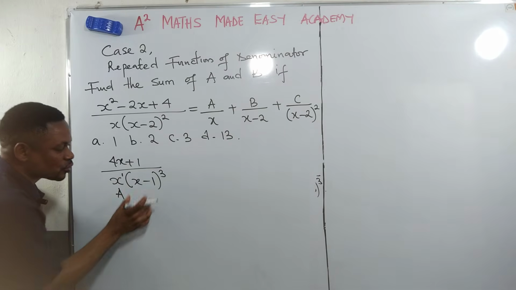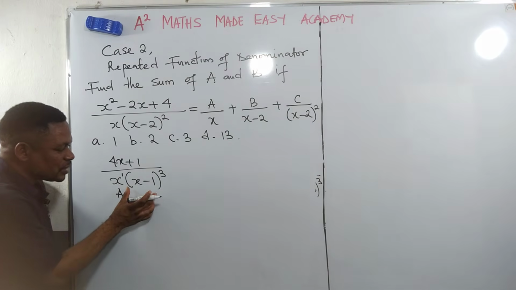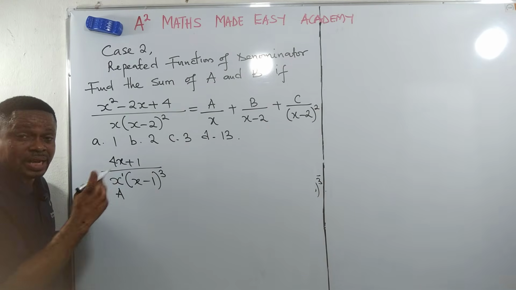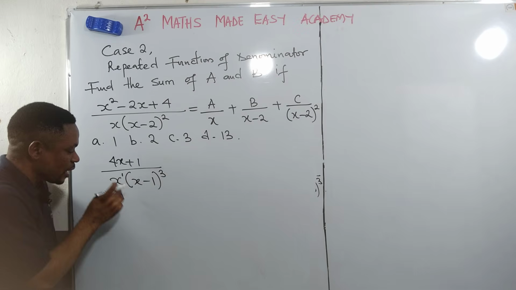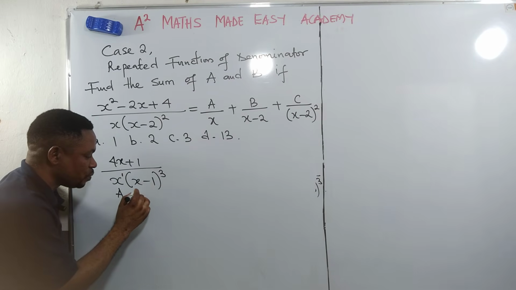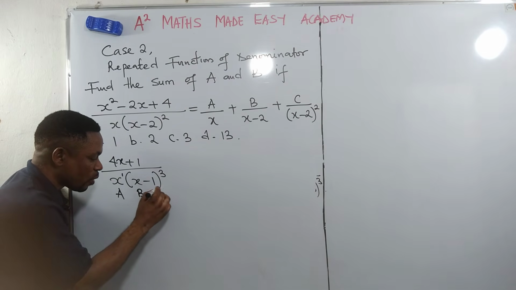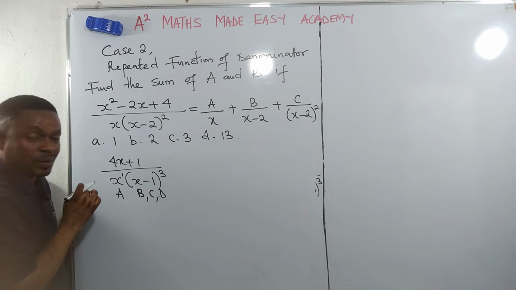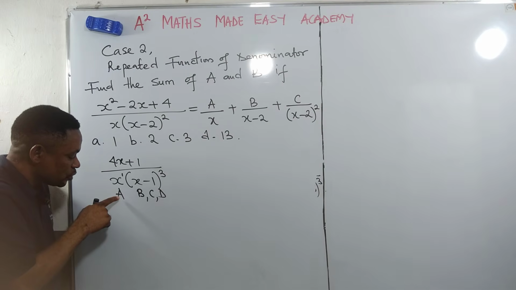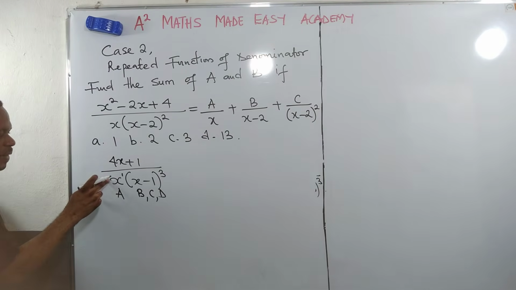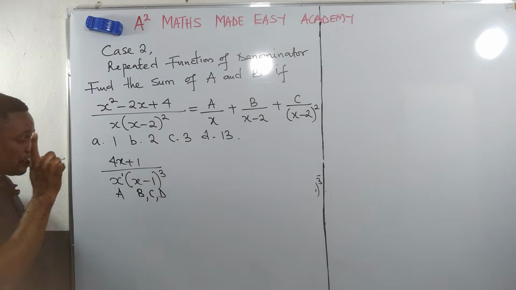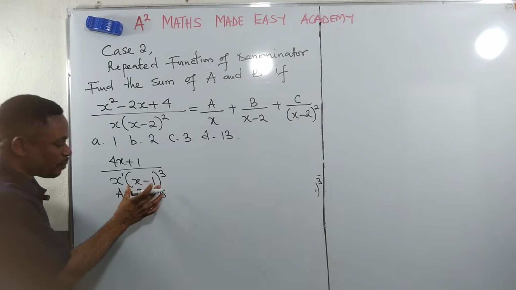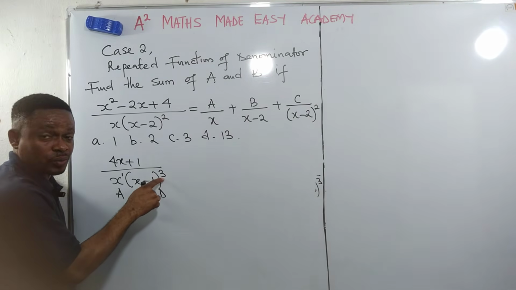Then the next one is called the repeated function. Can you see that the repeated function has power 3? Which means we are going to generate 3 functions. Since the first one is considered as A, this one should be B, C, D. So we are having 4 things all together. This one is 3 because it's power 3, and this one is linear, which is A. Can you observe that this particular question is talking about case 1, which is decomposition of the denominator, and it's also talking about case 2, which is called a repeated function.